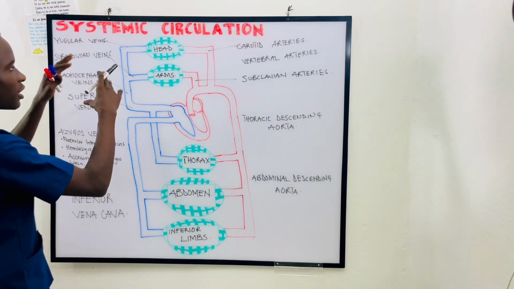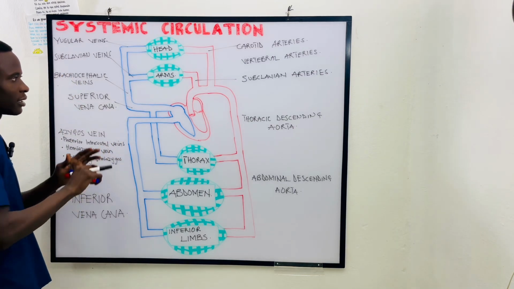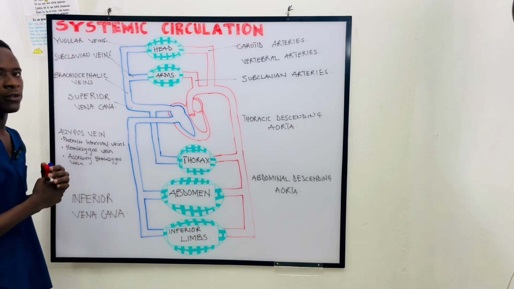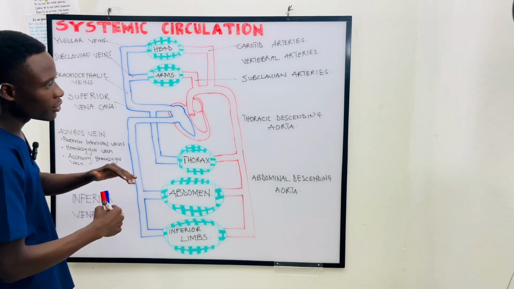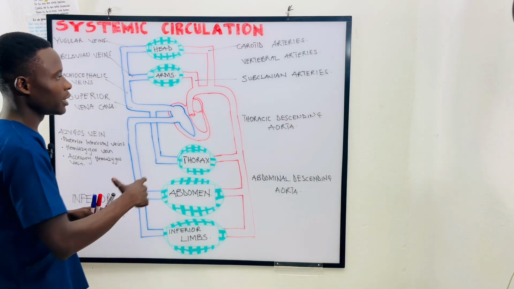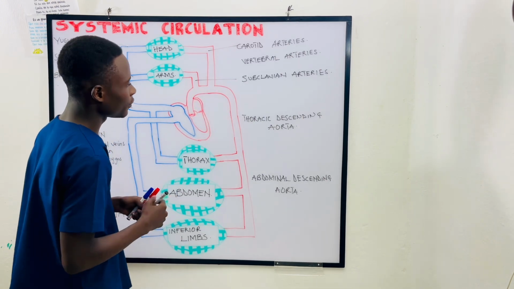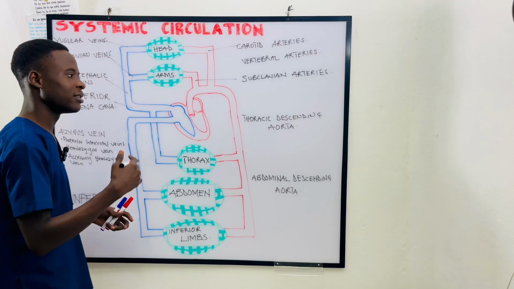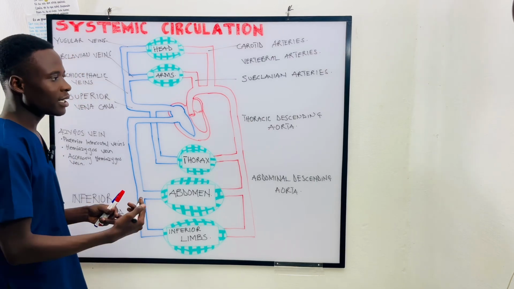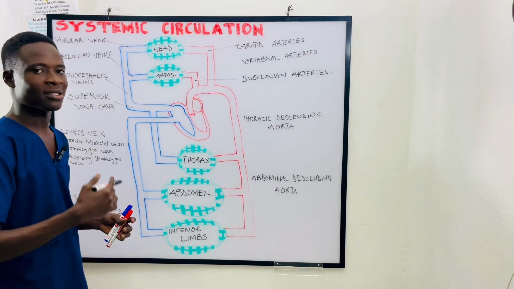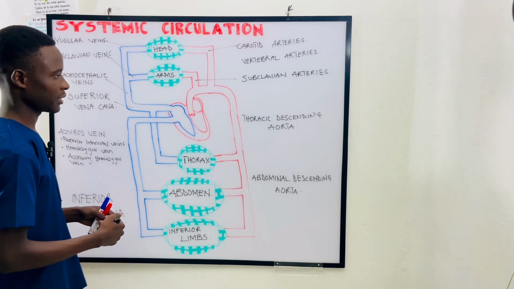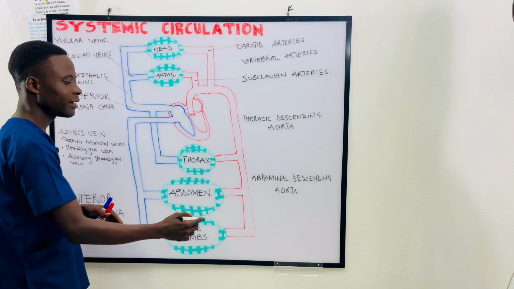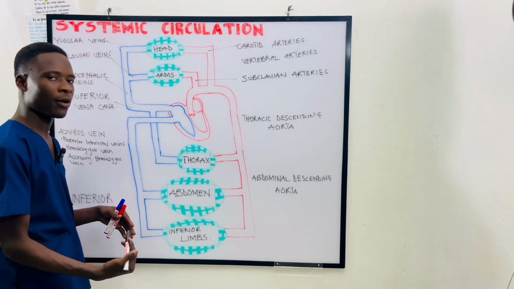Now, this is basically the process involved in the supplying of blood to the superior part of the body. Now let's come to the inferior part of the body. In continuation of the aortic arch, we have the descending aorta. Now the descending aorta has two main parts, two main portions, and these are the thoracic descending aorta and the abdominal descending aorta.